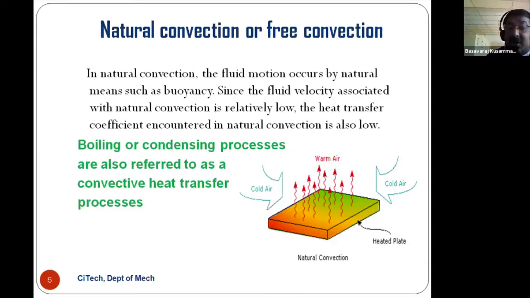How does natural convection occur? Natural convection is a type of convection. The heat transfer occurs in the fluid medium due to density difference. Understand? Density difference, that is called natural convection. The fluid velocity associated with natural convection is very low, hence the heat transfer coefficient related to natural convection is also very low here. Okay, so let me give an example here.